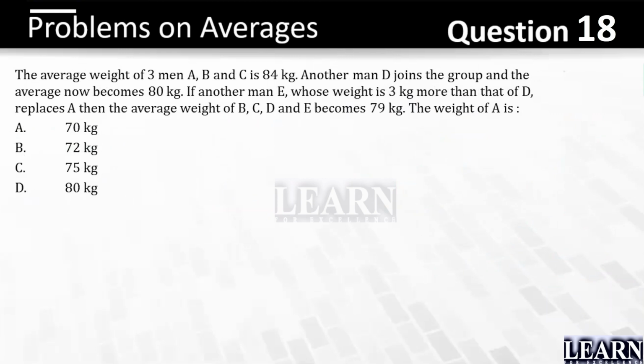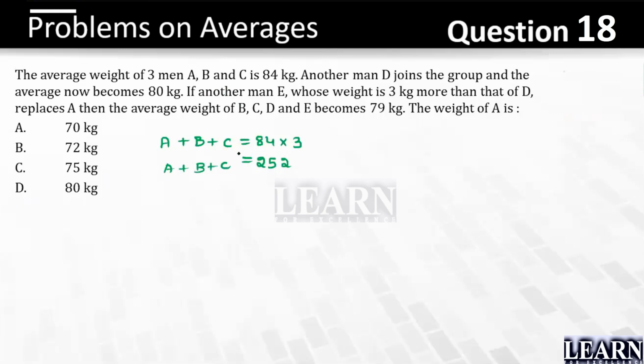They have told the average weight of three men, A, B, C, is 84. Now we can go with the equations here. I can say A plus B plus C equals 84 into 3, because A plus B plus C divided by 3 is 84. It means A plus B plus C is 84 times 3, which is 252. I can say A plus B plus C is 252. This is the first case.